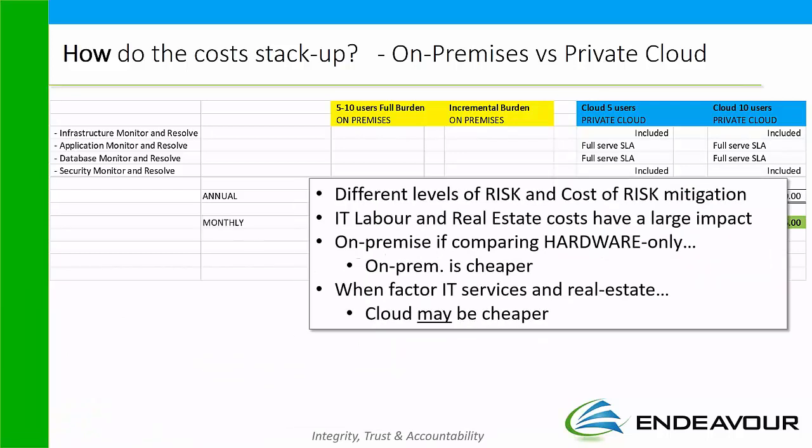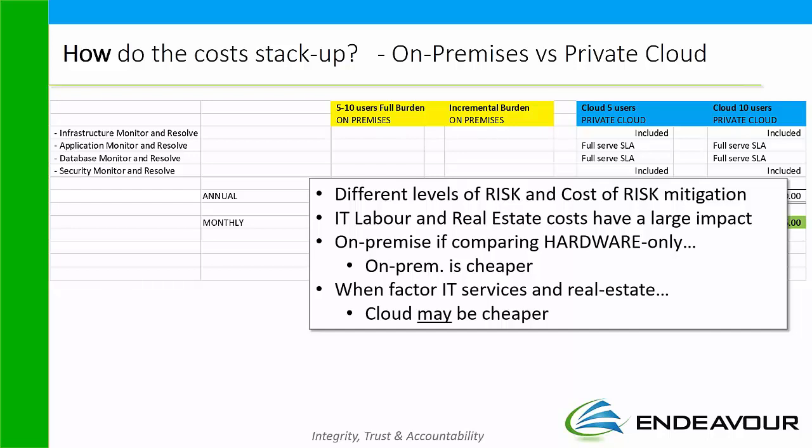Really, there are a lot of different risk levels and a lot of different costs related to mitigating those risks. The IT and real estate costs have a large impact. So if we're looking at on-premise and comparing only hardware, on-premise is cheaper. If we're not looking at those sunk costs, if we're not looking at the incremental IT support costs, on-premise will be cheaper. When we factor in the IT services, your real estate costs, and the space for your data center, cloud may be a cheaper option for you.